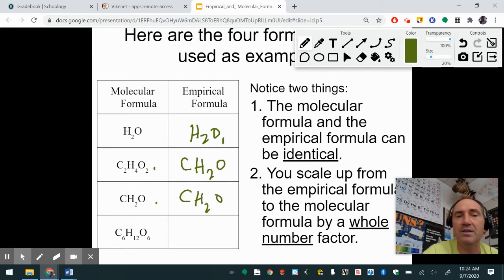We'll look and distinguish them. And so this one would also be CH2 as we reduce it down. Okay, so molecular formula and empirical formula can be identical. You can also scale them up, scale them down. Just because they have the same empirical formula does not mean that they have the same molecular formula. Very important to know.